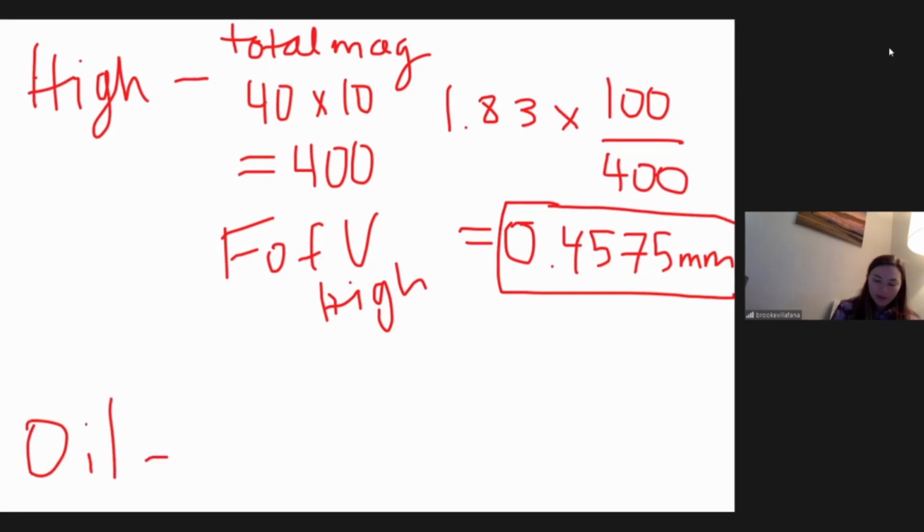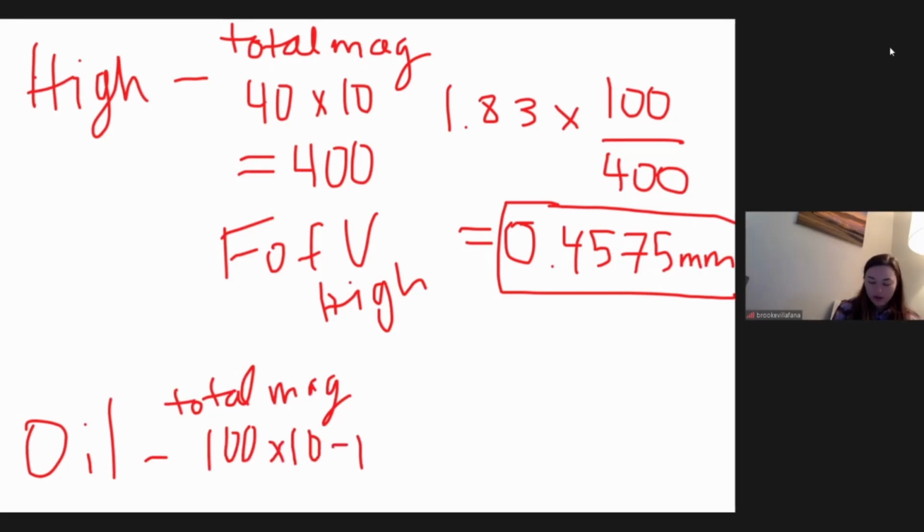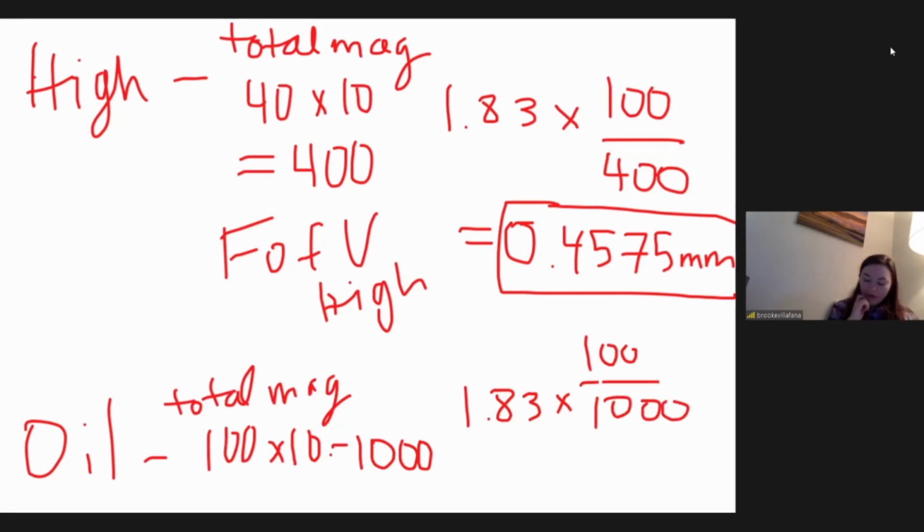And we'll just do your oil immersion just so that you have that answer in your packet. So the total magnification of oil immersion is going to be 100, which is the objective, times 10, which is technically the ocular. So that's 1,000. So we plug that into our formula, 1.83 times 100 over 1,000. And that would be 1.83 divided by 10. Don't usually do this one, but I'm just giving you guys that answer.